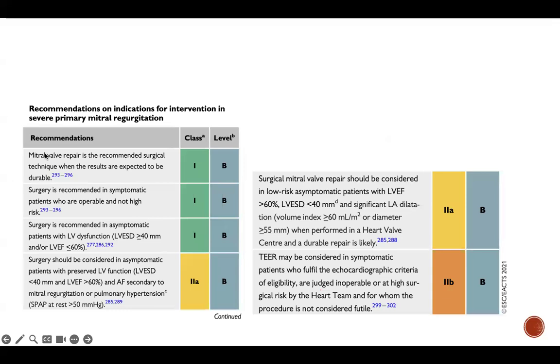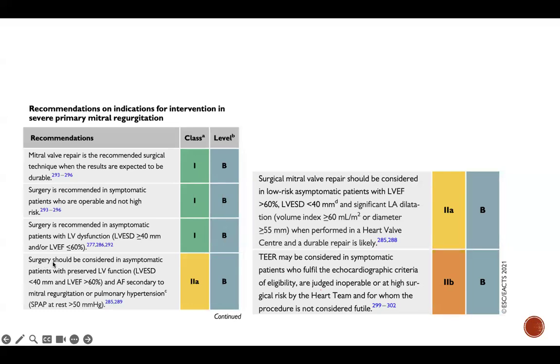So as a recommendation, mitral valve repair is the recommended surgical technique when the results are expected to be durable. So repair is always superior to replacement. Surgery is recommended in symptomatic patients who are operable and not high risk. This is class 1 evidence. Surgery is recommended in patients with severe MR who are asymptomatic. They are candidates for surgery as a class 1 level of evidence when they have either a dilated LV more than 40 millimeters or a reduced ejection fraction less than 60%.